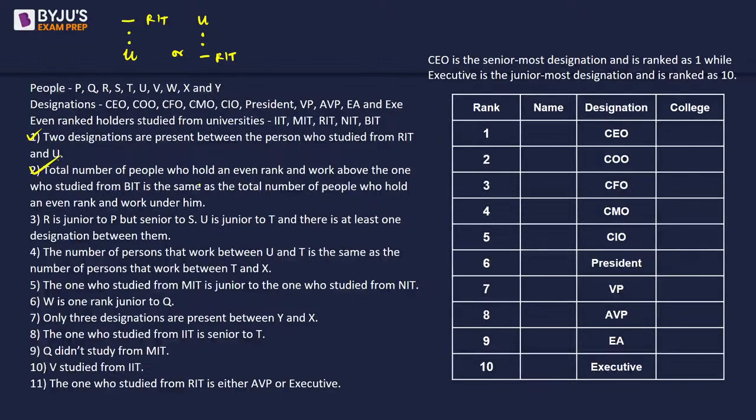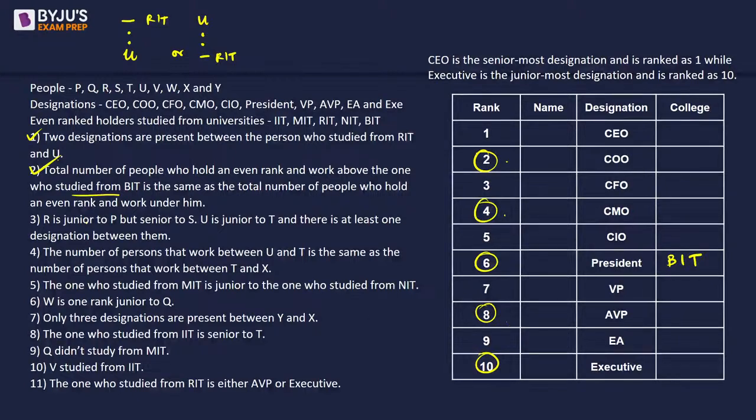Second, total number of people who hold an even rank and work above the one who studied from BIT is the same as the total number of people who hold an even rank and work under him. So we can see that the even rank holders are 2, 4, 6, 8, and 10. The person who studied from BIT, the number of people above him who are even rank holders and the number of people below him who are even rank holders are the same. They are equal in number. So we can very much say that the 6th rank holder studied from BIT, so that we have 2 even rank holders above him and 2 even rank holders below him.